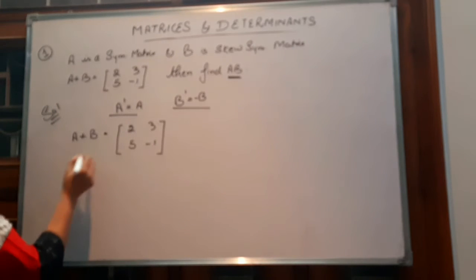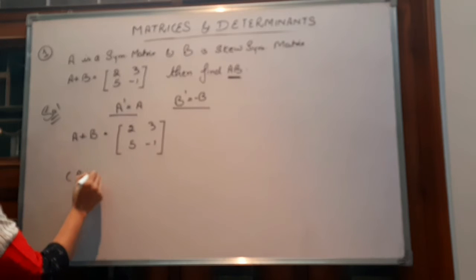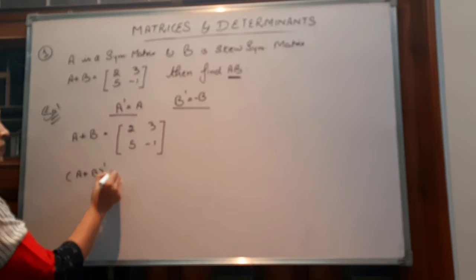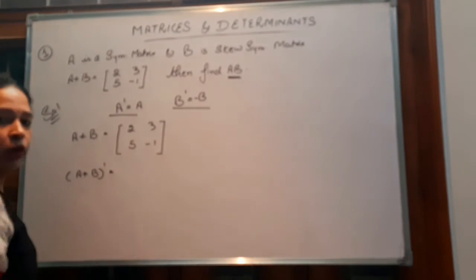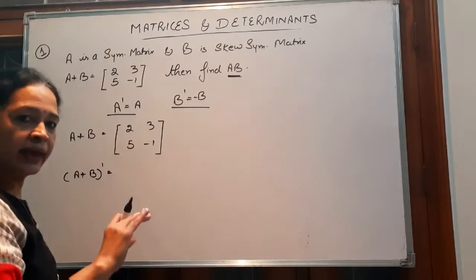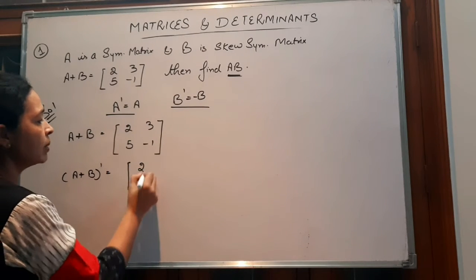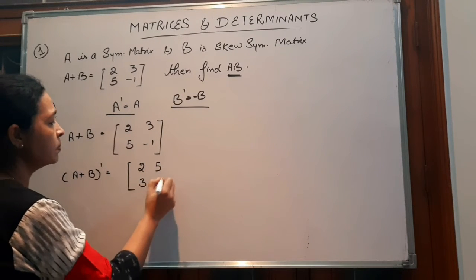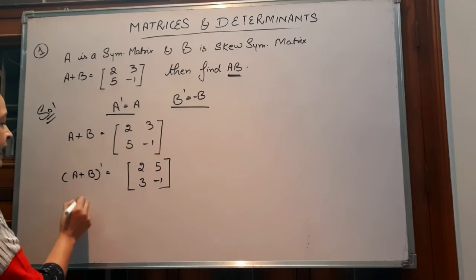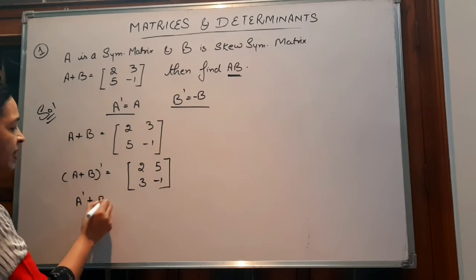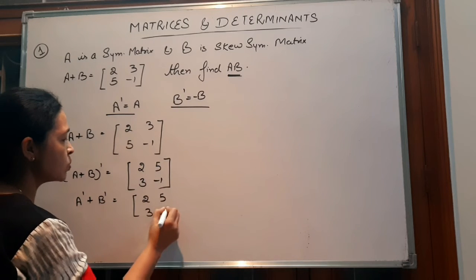What we will do? Taking transpose on both sides, (A plus B) transpose equals the transpose of this matrix. What is the transpose of a matrix? Interchange of rows and columns. Row 1 will become column 1 and row 2 will become column 2. (A plus B) transpose can be written as A transpose plus B transpose, which is equal to 2, 5, 3, minus 1.